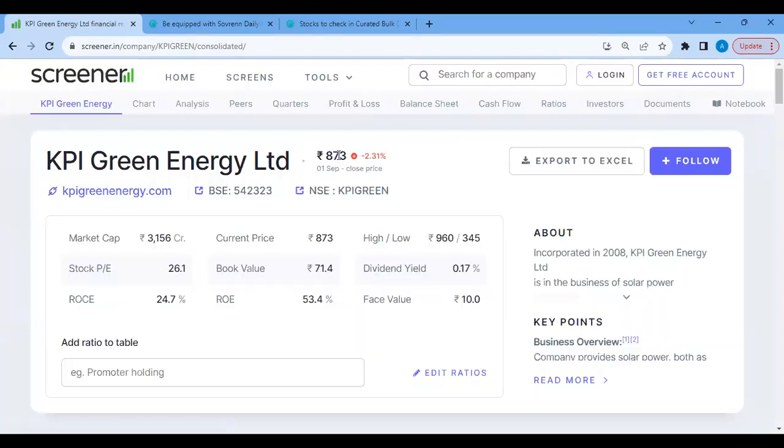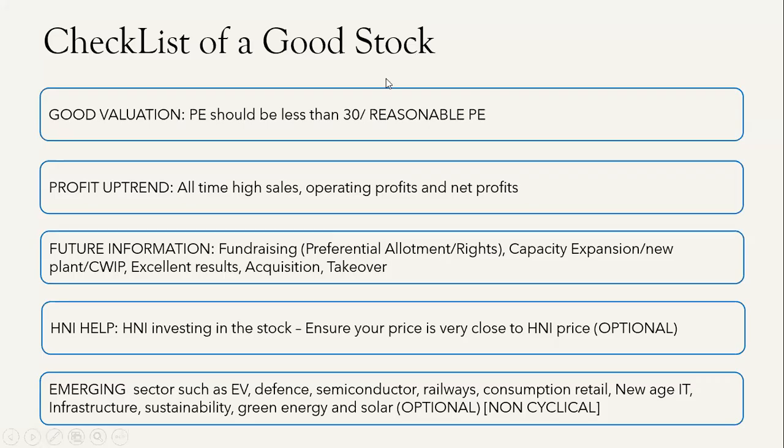It's 873. The company doubled in 6 months. So we map the companies against our criteria, right? I hope this is clear. Is this clear? You have to map the companies against the sovereign criteria and see what is working, what is not working. The better the fit, the better the company. But there is no guarantee for anything. You are just increasing the probability of success.